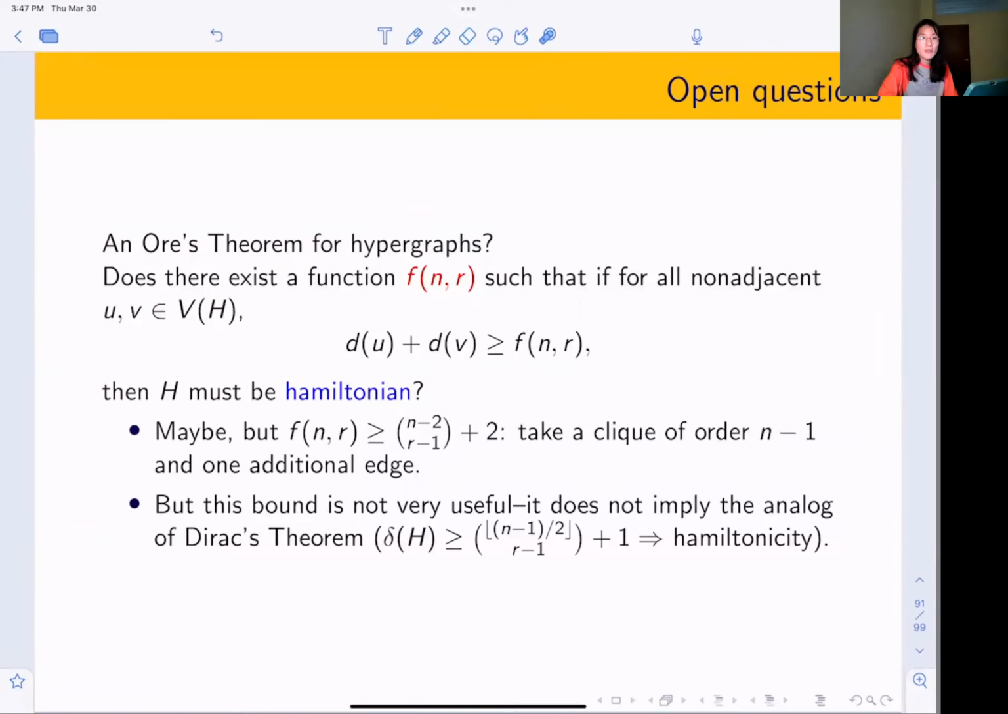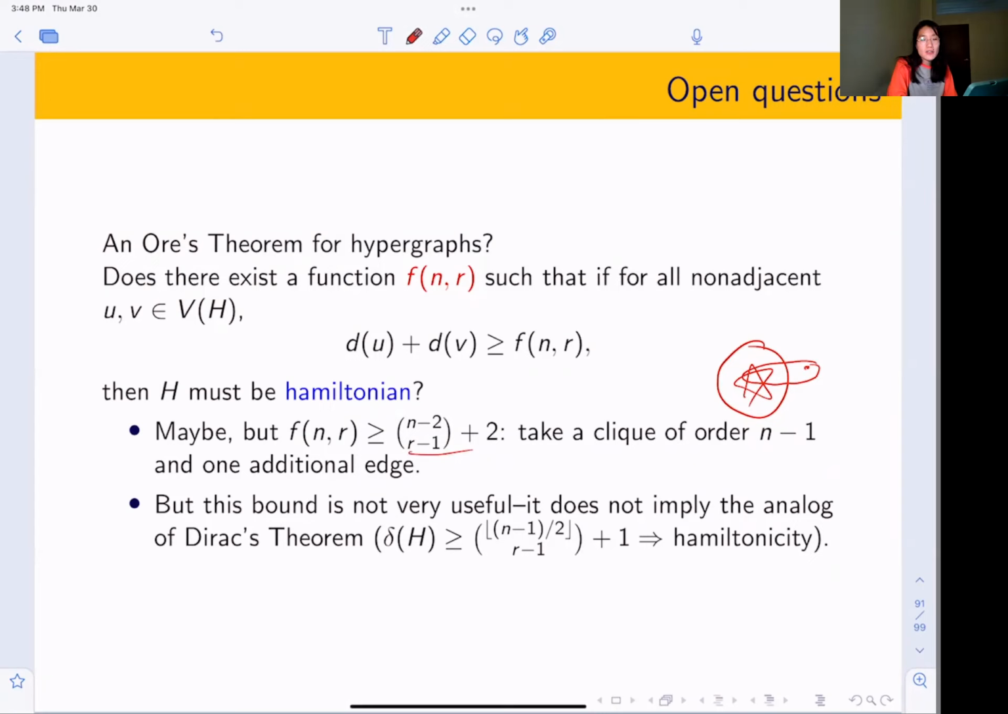So the answer, well, maybe there does exist such a function, but if there does, it needs to be very large. So here I have this bound, (n-2 choose r-1) plus 2, because I can take, for example, a clique of order n-1, and then I have some vertex out here, and I put it in one edge. So this does not have a Hamiltonian Berge cycle because I need every vertex to have degree at least 2. But here you can check that the degree sum is very large.